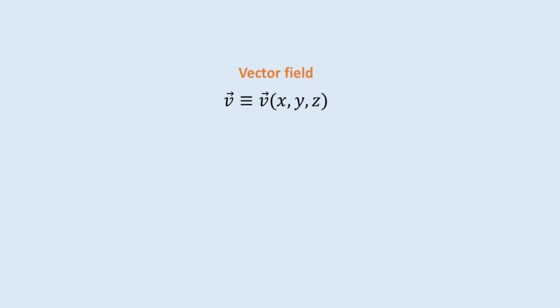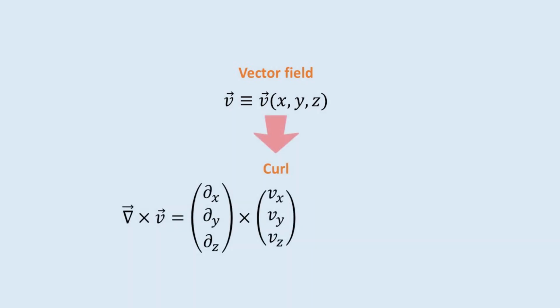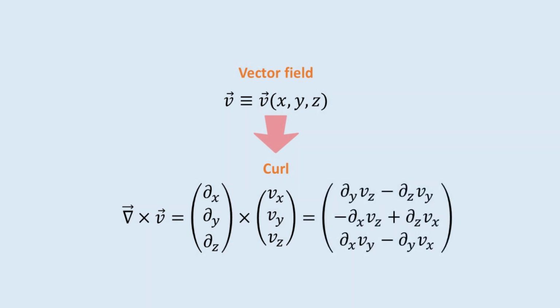For a continuous vector field, we can also define its curl. The curl is given by the del operator cross the vector field V. The curl of a vector field at a given point measures the tendency of the field to rotate and its axis of rotation. The explicit expression for the curl is written as shown.